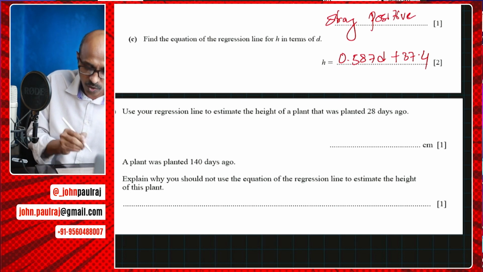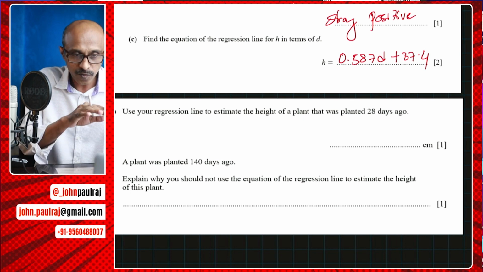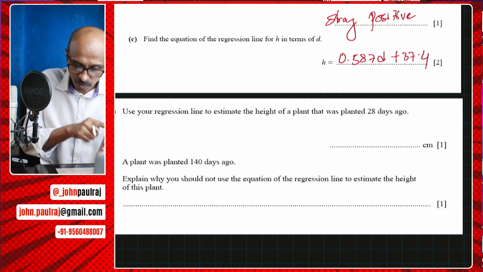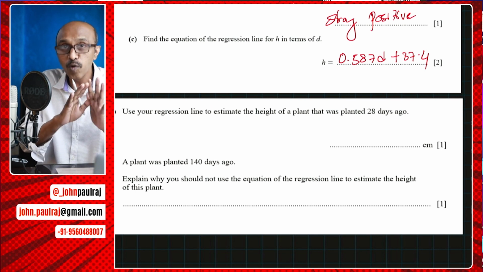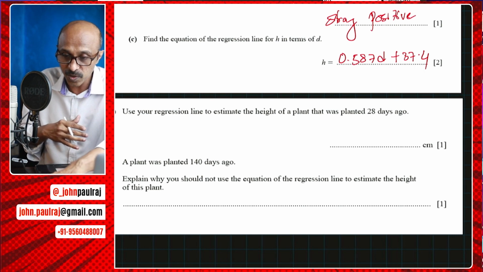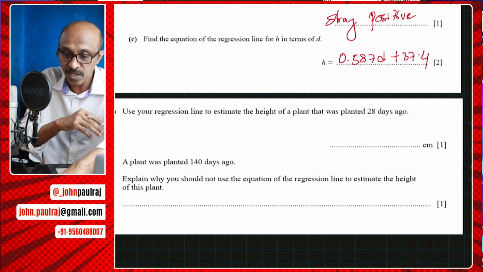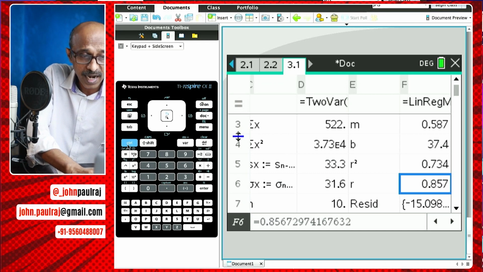So you could do the longer way. It's not wrong. The longer way is going to the calculator and saying h is equal to 0.587 times 28 plus 37.4. Do that if you want, but I'm here to just show you some tricks on how to do that. That is where saving the regression equation is going to come in. So I'm going to switch to the calculator. Add a calculator page.